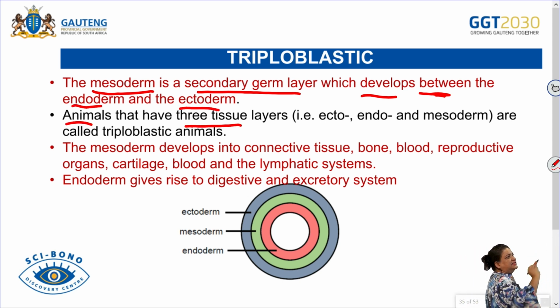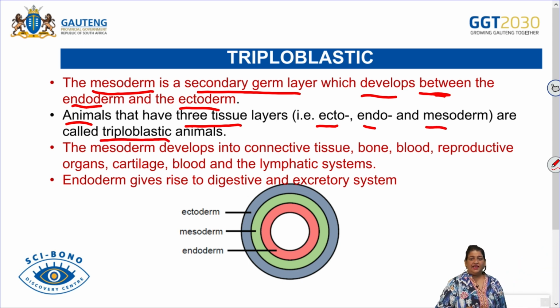Animals with three layers, ecto, endo, and mesoderm, are called triploblastic, like your earthworms, your annelids. They belong to the phylum called Annelida. So earthworms are quite advanced because they have a proper front head end with sense organs. They don't have eyes, but the front end is very sensitive, so they can move forward. They do not move backwards. But they've got three layers, ectoderm, mesoderm, and endoderm. And they don't have bones. You cannot find a bony earthworm.